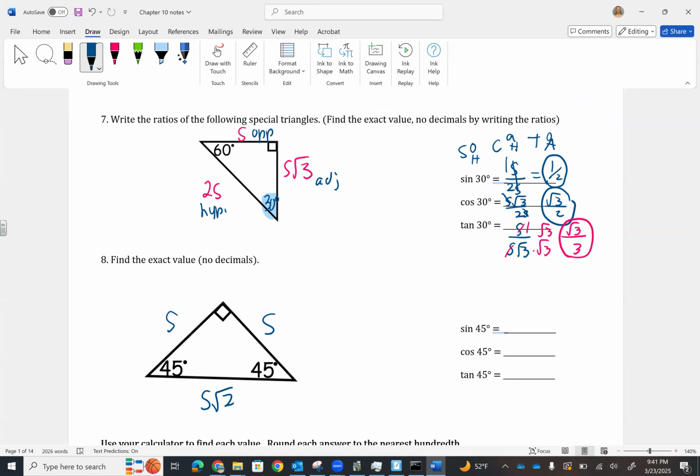So from 45, now it doesn't matter which one you stand at. So let's do this one right here because they're both 45. Just pick one to stand at. And you're like, okay, obviously this is the hypotenuse. This is the opposite. This is adjacent. So sine is the opposite leg over the hypotenuse. So that would be S over S root 2.